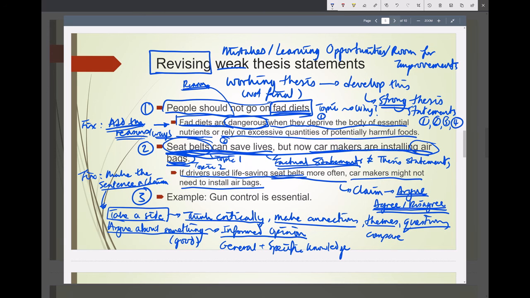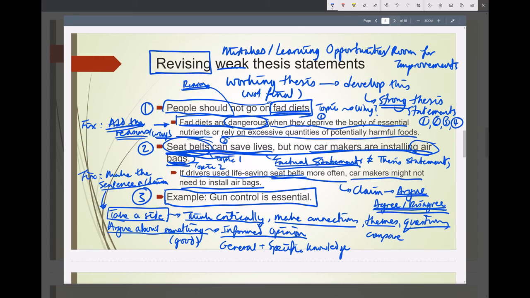All right, and the third example, I'm going to give it to you for practice. Here, it's a very short statement. Gun control is essential. Well, how would you fix that? I'll give you a clue. This sentence, is it a fact or claim? If you see it as a fact, how would you make a claim out of it?